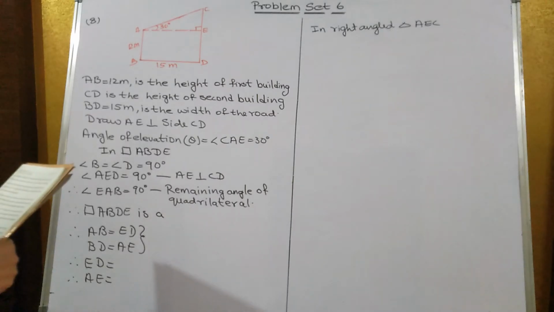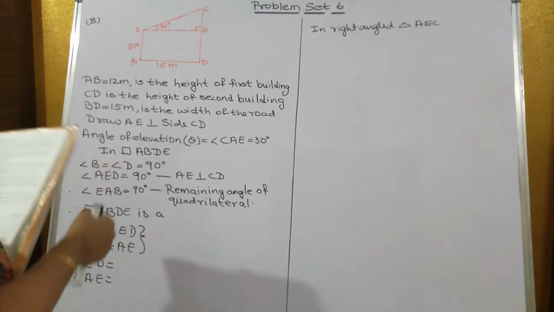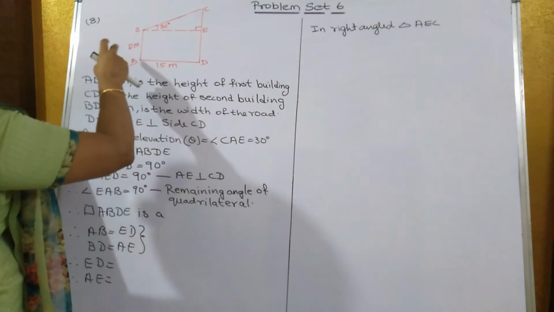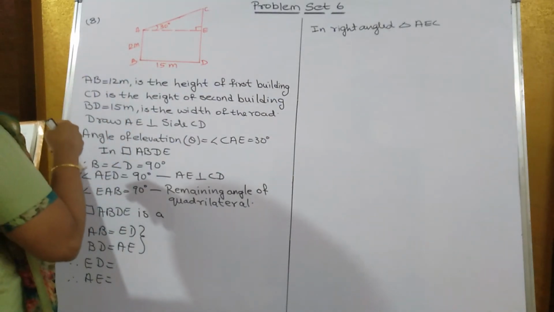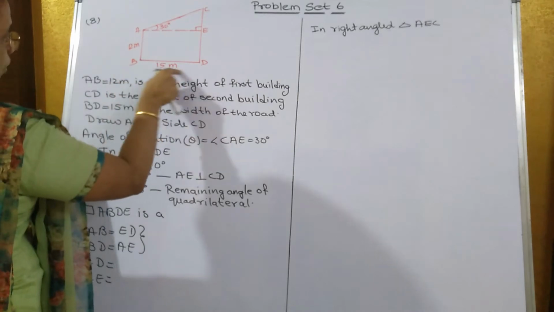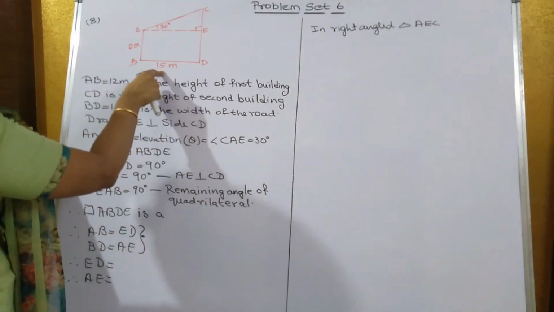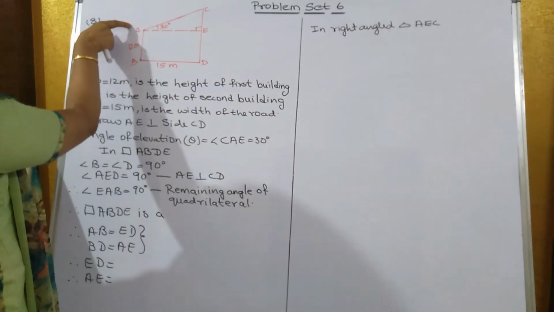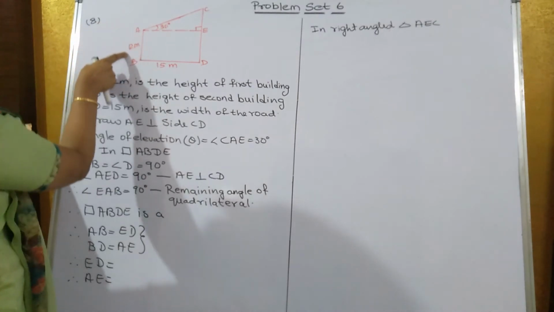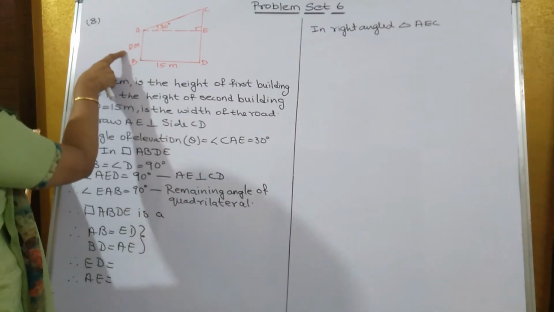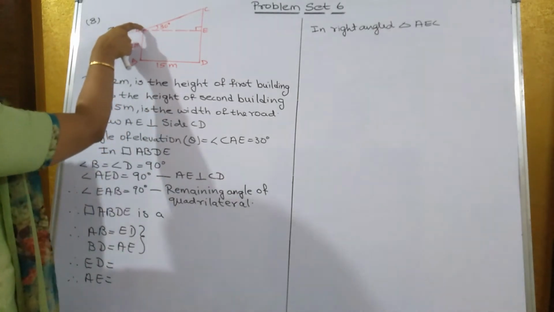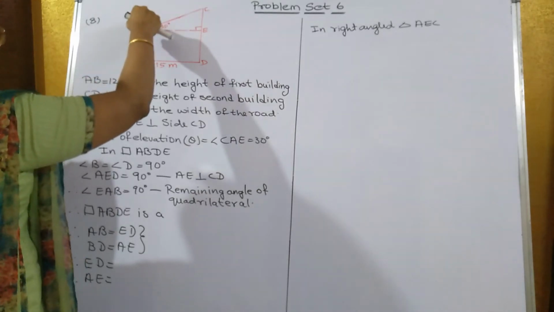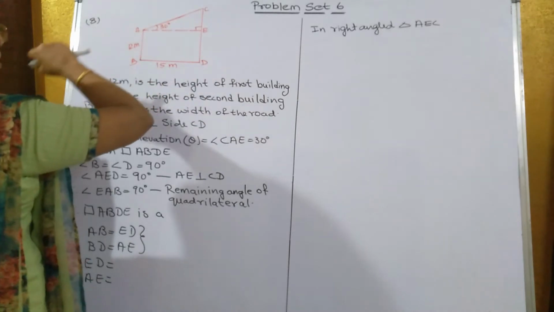Now sum number 8, they have given two buildings are in front of each other. So these are the two buildings, AB and CD, two buildings in front of each other, on a road. On the width of the road they have given how much? 15 meters. So width of the road is 15 meter. From the top of the first building, an observer is standing at the top of the first building and the height of the first building is given as 12 meter. The observer looks at the top of the second building, that is CD, and the angle of elevation made by the observer while looking at the top of the second building is how much?